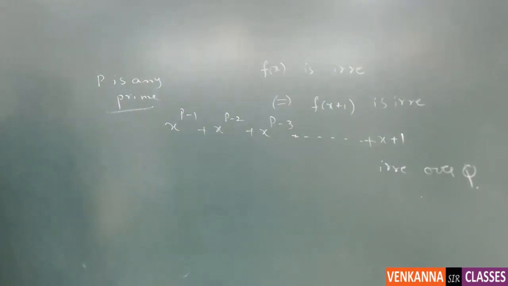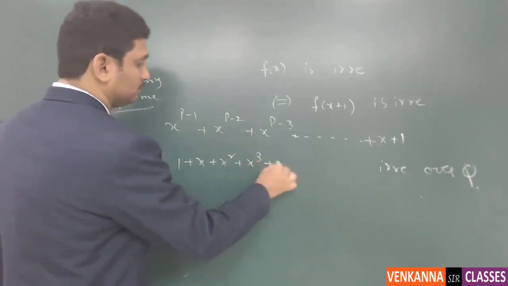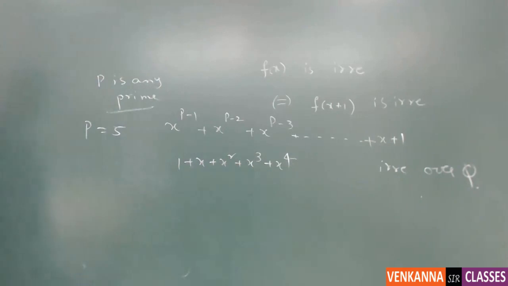Here also we apply the Eisenstein criterion. So for a general visualization, suppose I have taken that p is equal to 5. So what is my intention here? I am going to verify that 1 plus x plus x square plus x cube plus x power 4 is irreducible over Q.